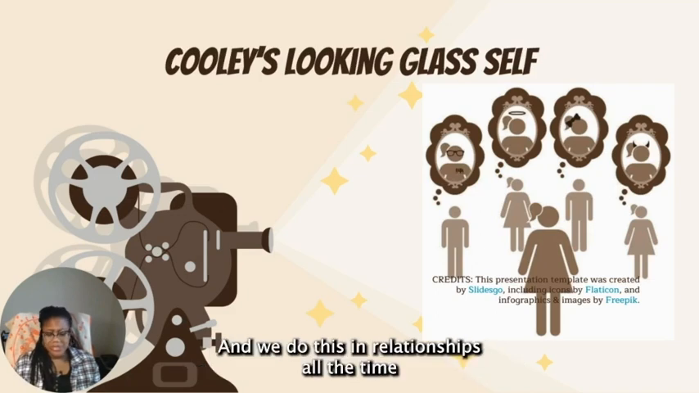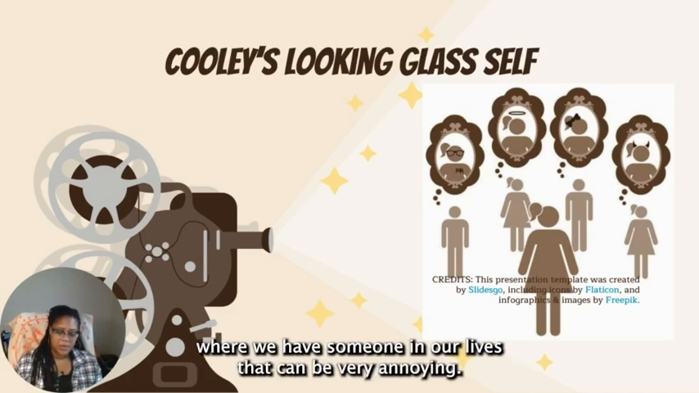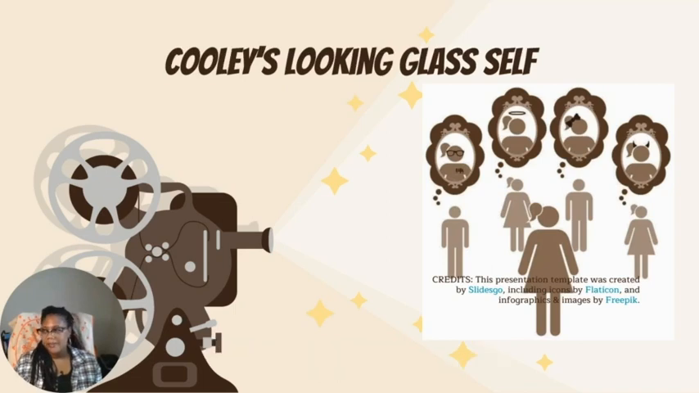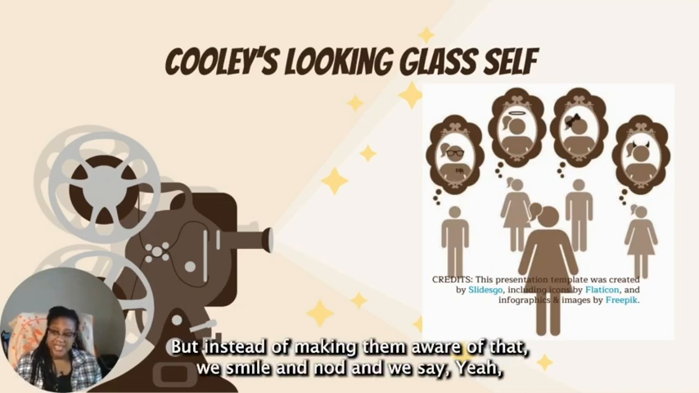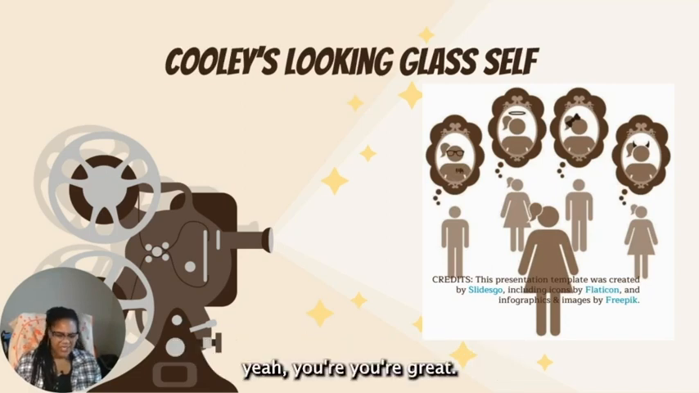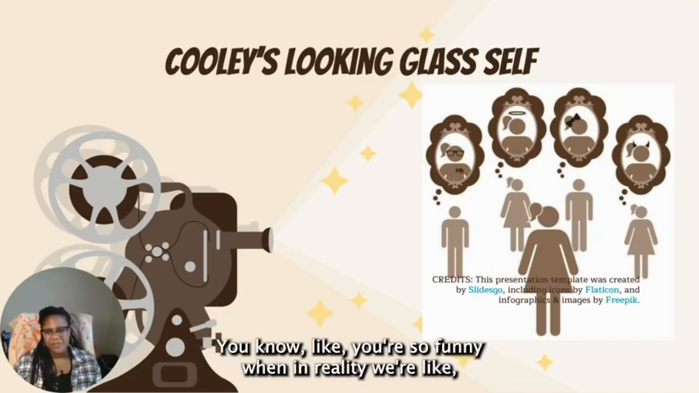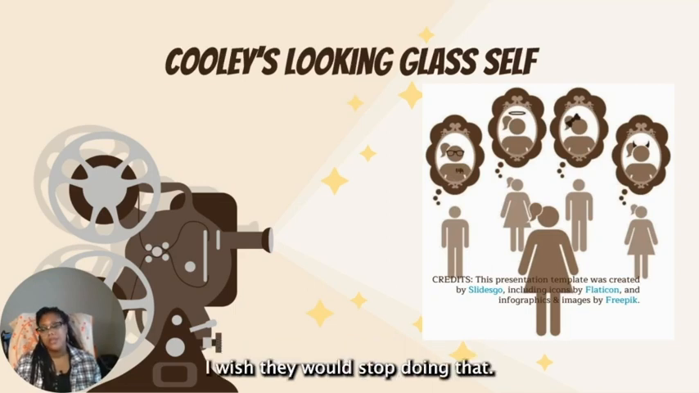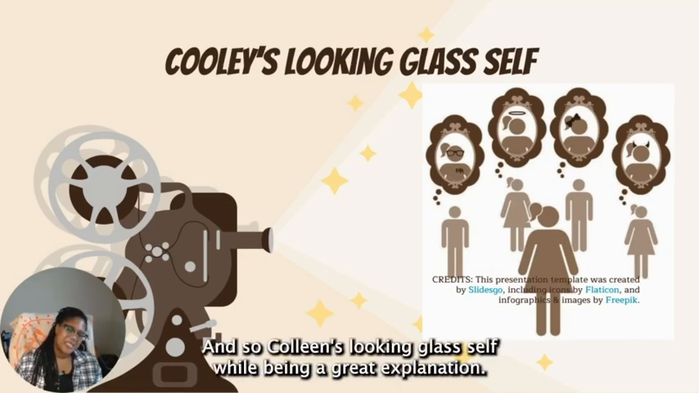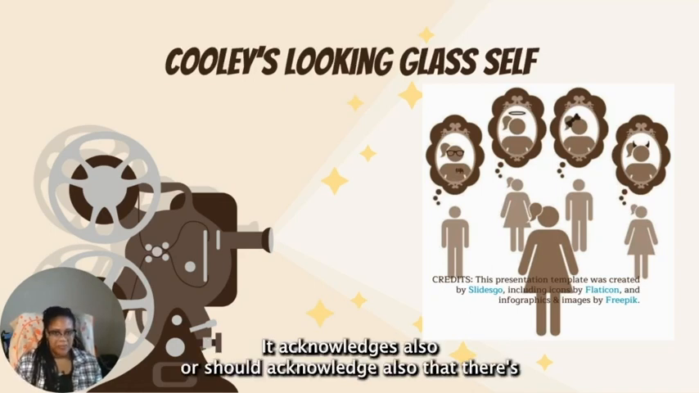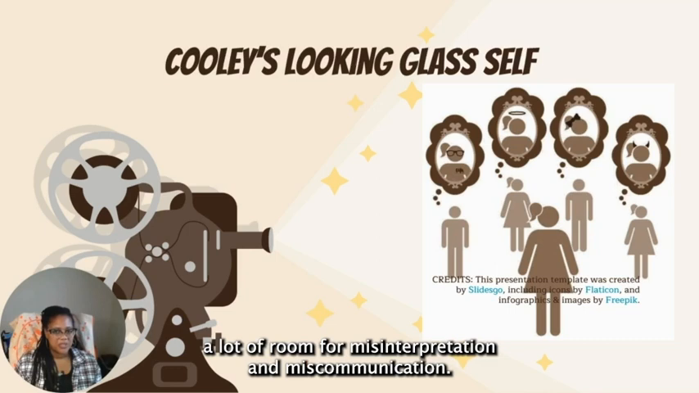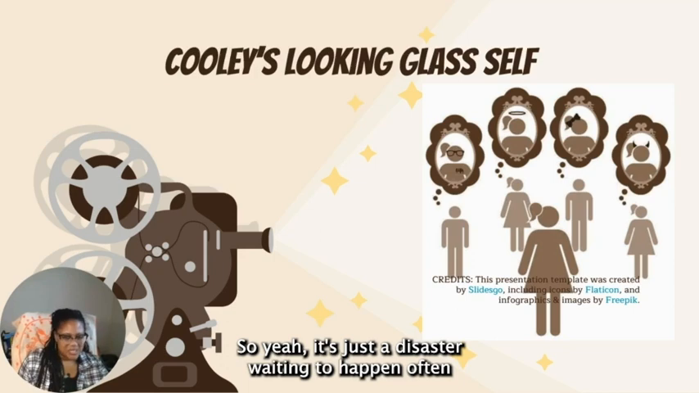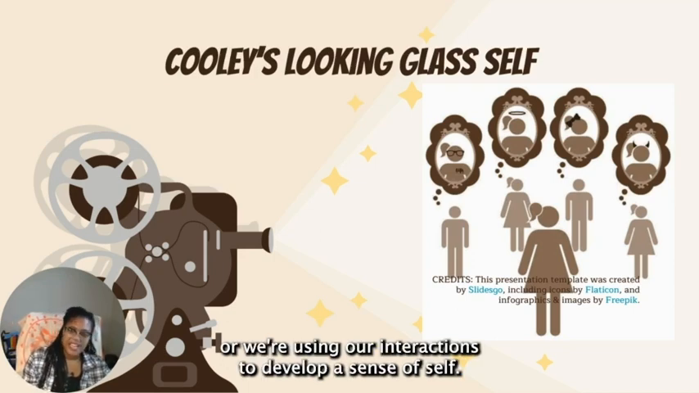And we do this in relationships all the time, where we have someone in our lives that can be very annoying, but instead of making them aware of that, we smile and nod, and we say, yeah, you're great, like, oh, you're so funny. When in reality, we're like, oh, I wish they would stop doing that, right? And so Cooley's looking glass self, while being a great explanation that's really fun, it acknowledges also, or it should acknowledge also, that there's a lot of room for misinterpretation and miscommunication.